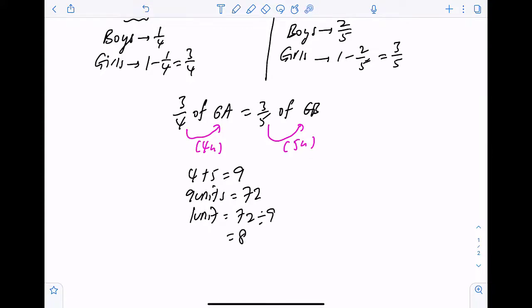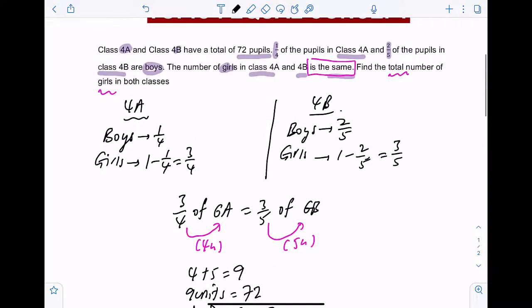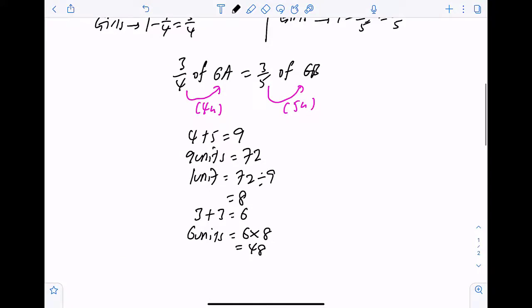Okay, and for 4A there are 3 units of girls, 4B also 3 units. So 3 plus 3, that will be a total of 6 units of girls. 6 times 8 to give us a final answer of 48 pupils. How many girls are there in both classes? 48 girls is our final answer.